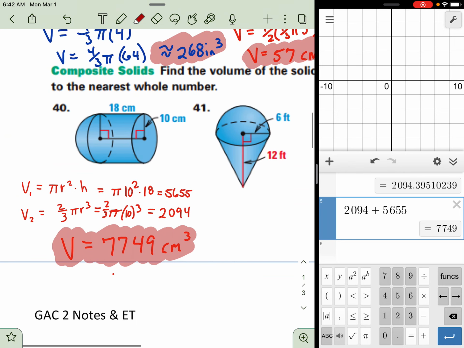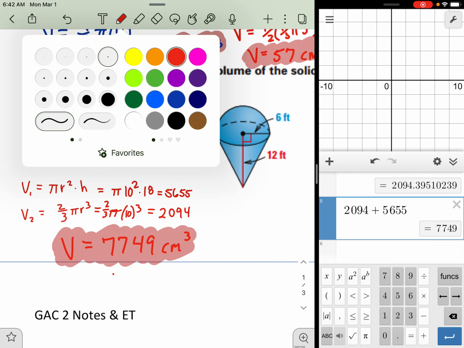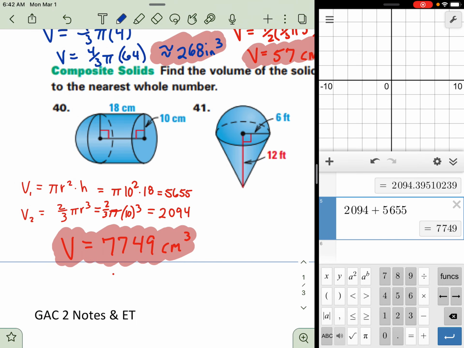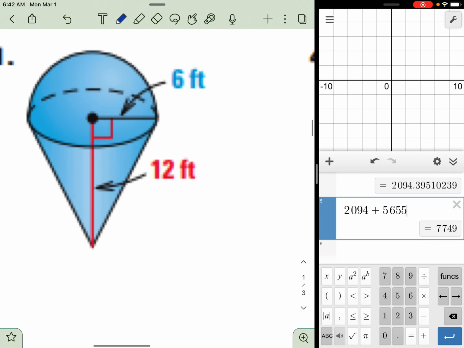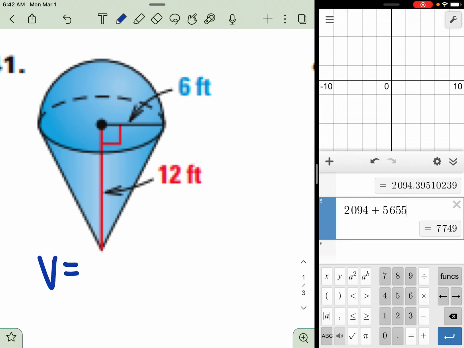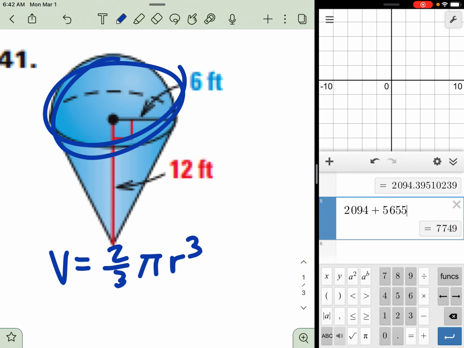All right, so let's go ahead and do the same thing for number 41 here. And again, pause the video if you need to copy that down, or if I'm moving too fast. Okay, next one. First volume we're going to talk about is the hemisphere, which is half of 4/3, which is 2/3 pi r cubed. So that's the top part here.